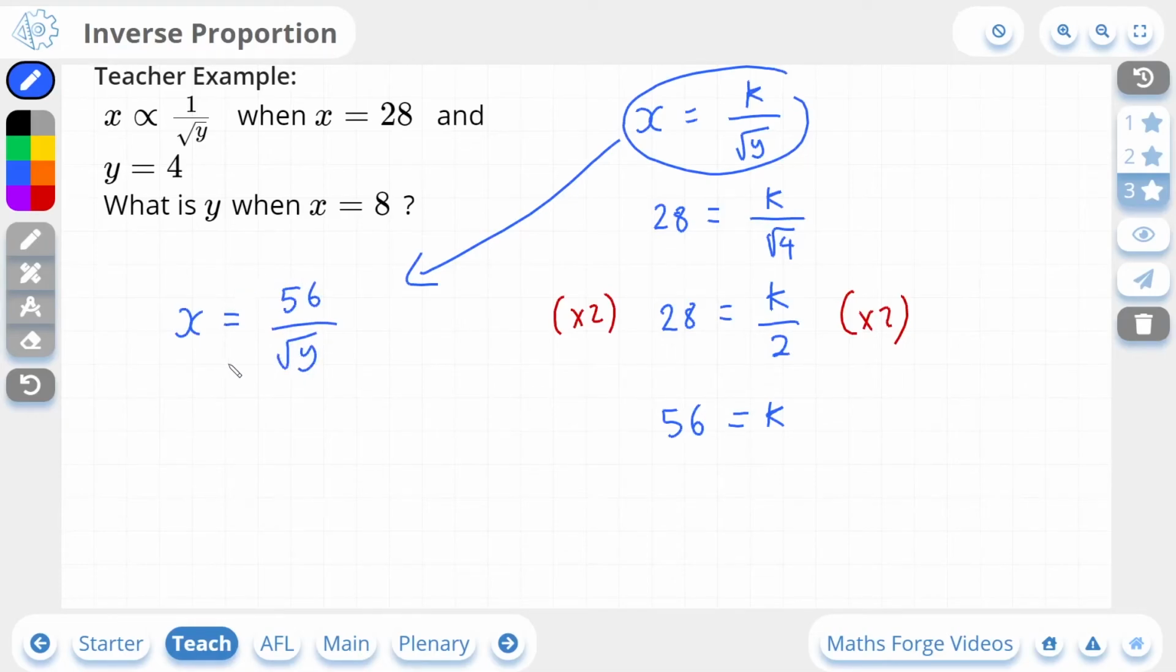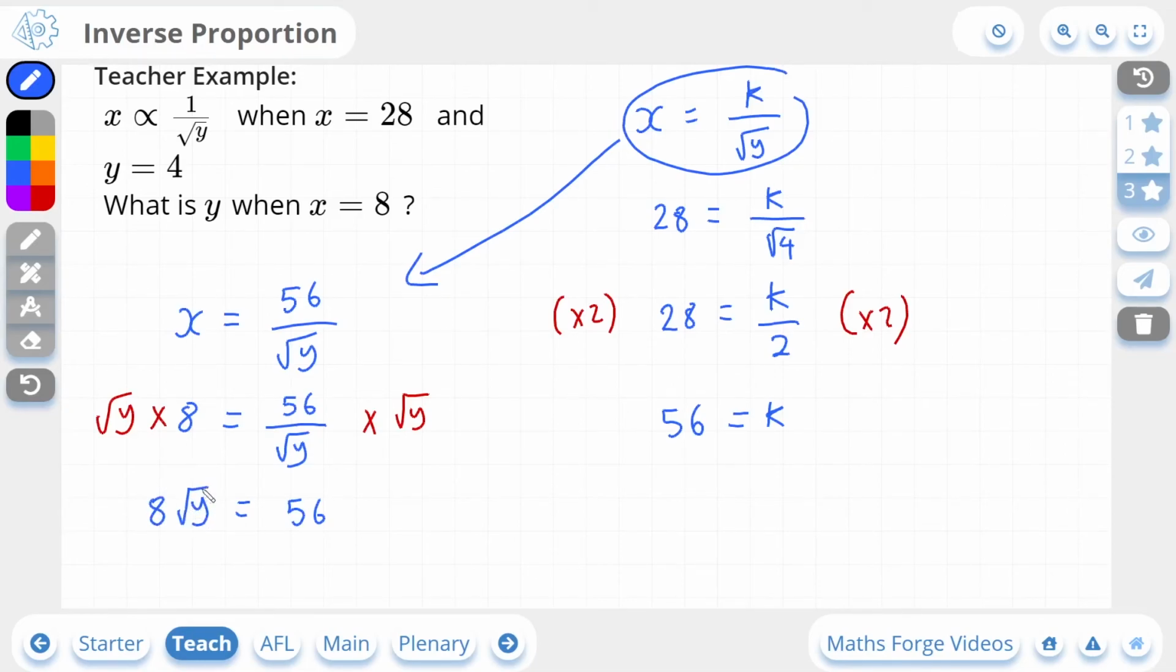Now that we have the equation that gives us the relationship between x and y, we can go ahead and answer this question. What is y when x is equal to 8? So I'm going to replace x with 8, and then this is going to give us 56 over the square root of y. Now rearranging for y, since it's a denominator, I'm going to first have to multiply both sides by the square root of y. This cancels out the y on the right hand side, just leaving us with 56, and on the left hand side we end up with 8 multiplied by the square root of y.